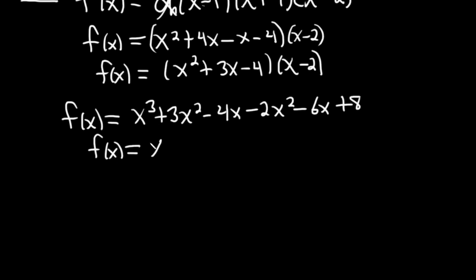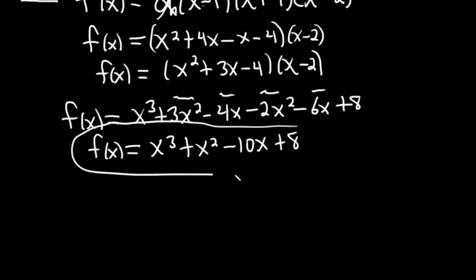Let's see what's happening here. We have x cubed. We've got 3x squared and a minus 2x squared. That's going to give us an x squared. Then we've got a minus 4x and a minus 6x. It's going to give us minus 10x and a plus 8. So we end up with f of x equals x cubed plus x squared minus 10x plus 8, which is the correct answer to this problem.